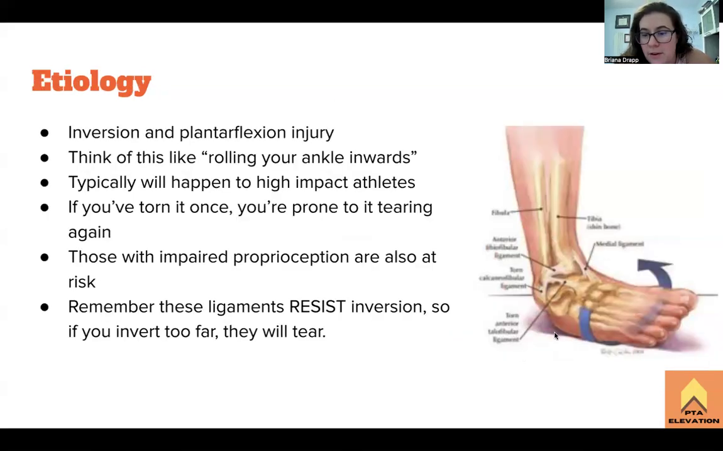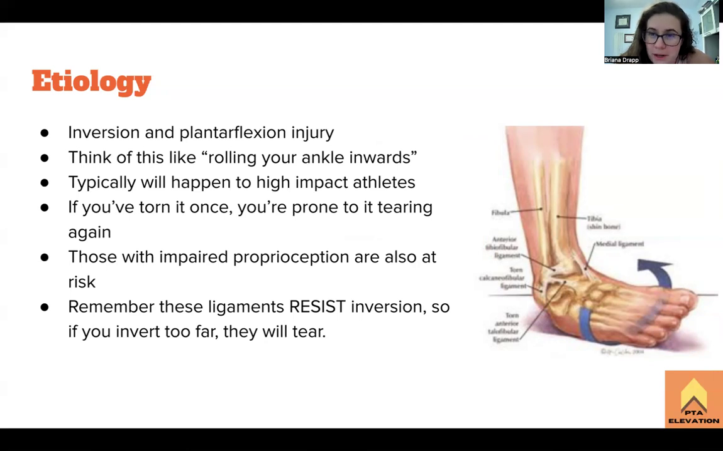So again, we have our inversion sprain here. Oopsie, I stepped in a hole and I rolled my ankle. I'm telling you, in the spring, the bunny holes, those are the worst. So be aware. The amount of patients I had in the spring with lateral ankle sprains because they stepped in bunny holes wrong was astronomical. So be aware of that.